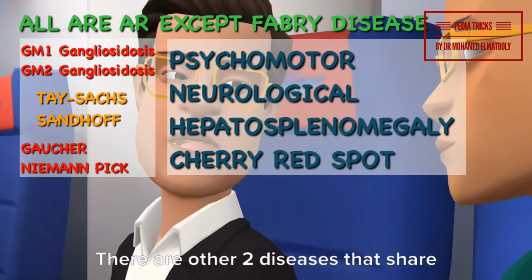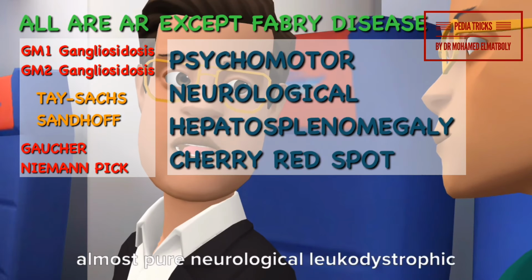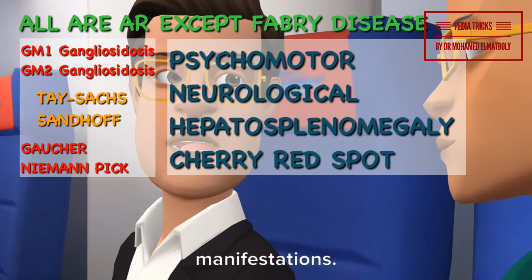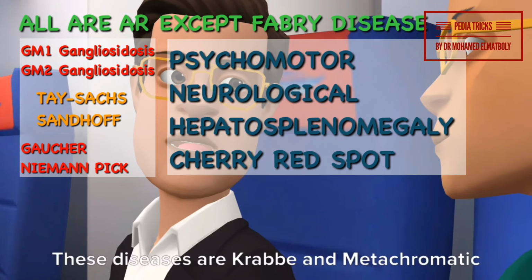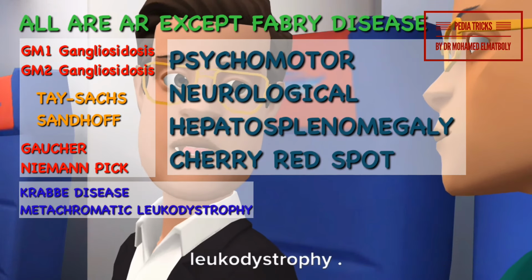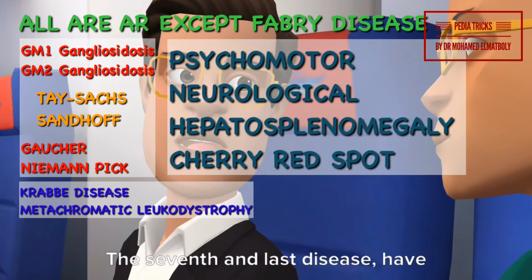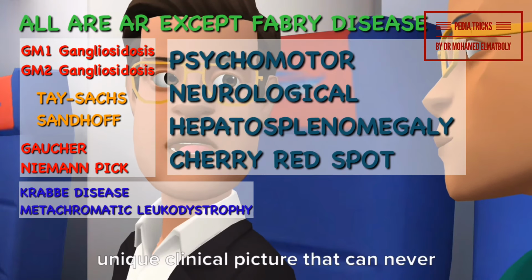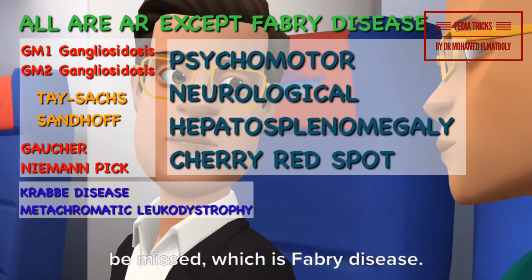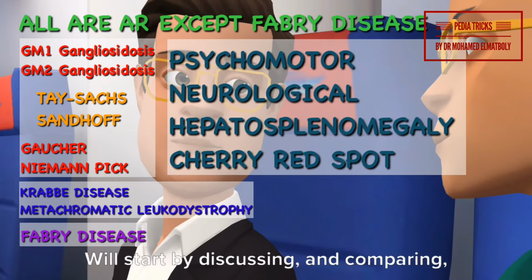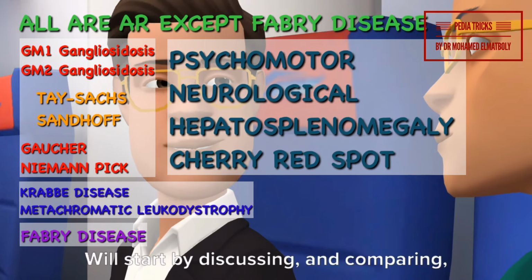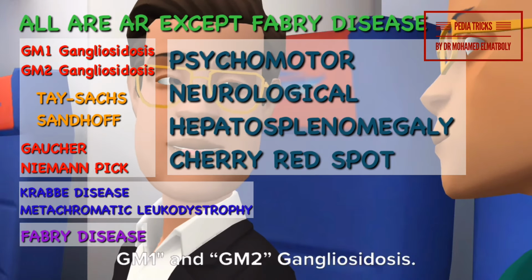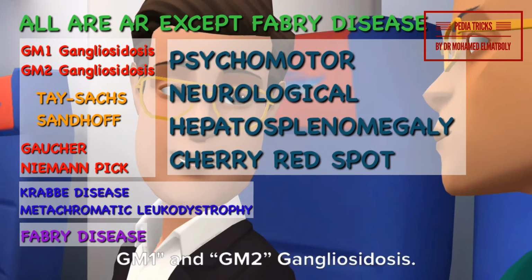There are 2 other diseases that share almost pure neurological leukodystrophic manifestations. These diseases are Krabbe and metachromatic leukodystrophy. The 7th and last disease has a unique clinical picture that can never be missed, which is Fabry disease. We'll start by discussing and comparing GM1 and GM2 gangliosidosis.